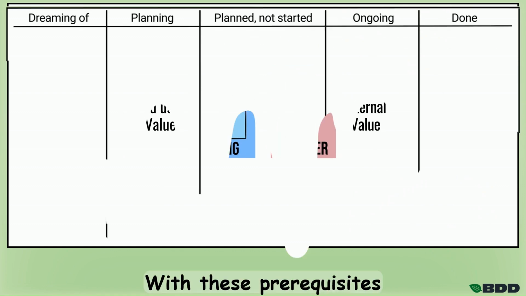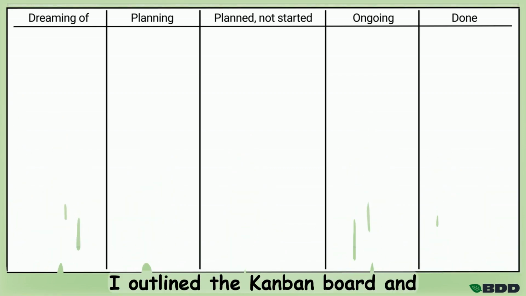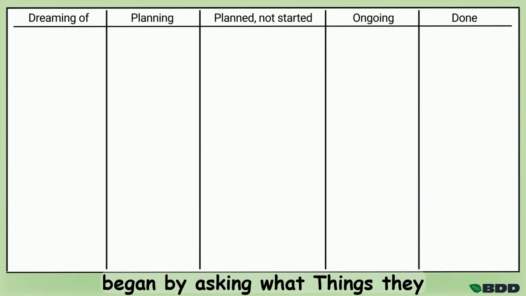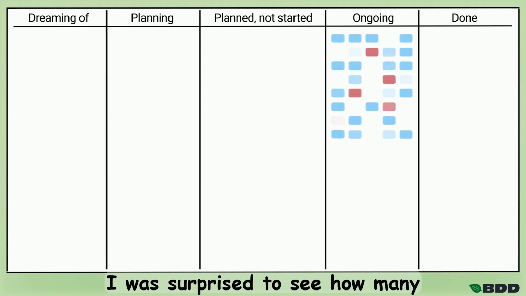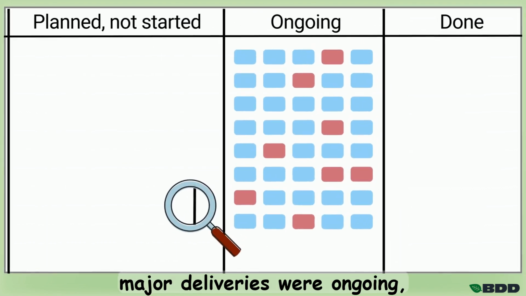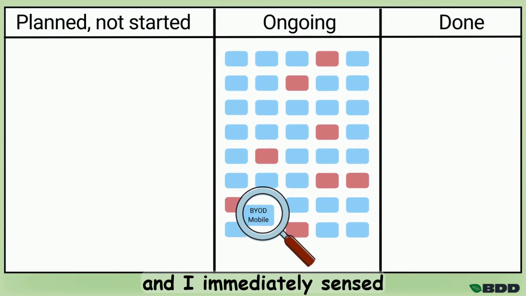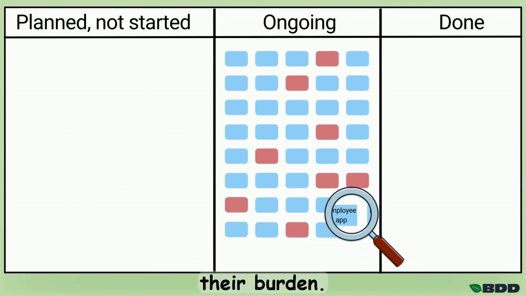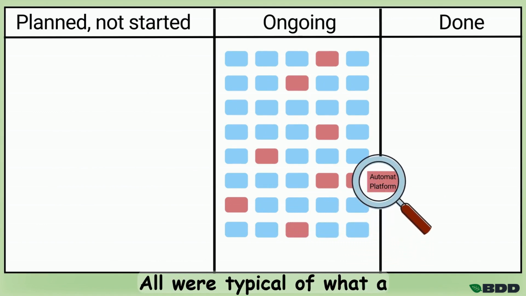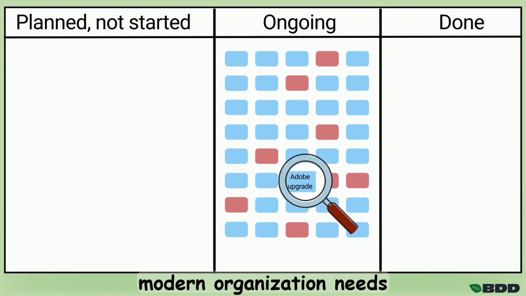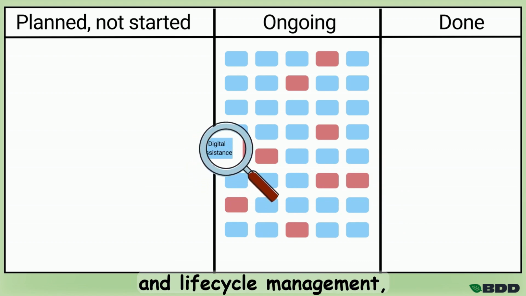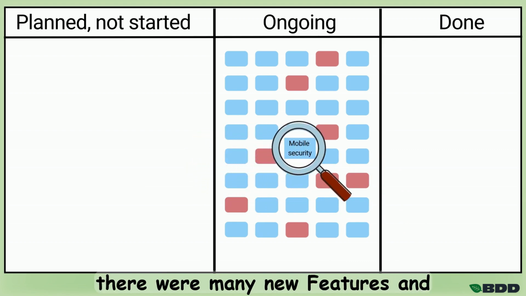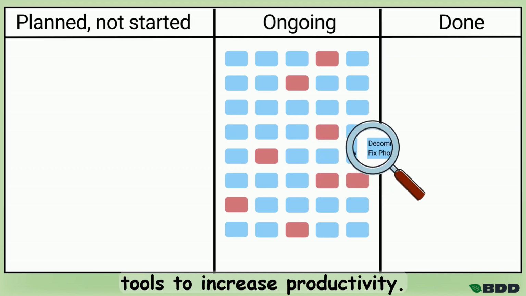With these prerequisites in place, I outlined the Kanban board and began by asking what things they were currently working on. I was surprised to see how many major deliveries were ongoing, and I immediately sensed their burden. All were typical of what a modern organization needs in a digital office. Besides functional upgrades and lifecycle management, there were many new features and tools to increase productivity.